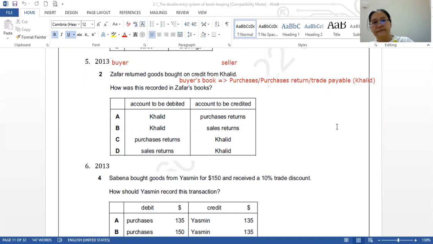But this is a goods return. Goods return refers to purchases return. Who receives when they return? The seller receives the goods, so the seller, Khalid, must be debited. And purchases return, because this is Zafa's account, which is the buyer's book, is purchases return.